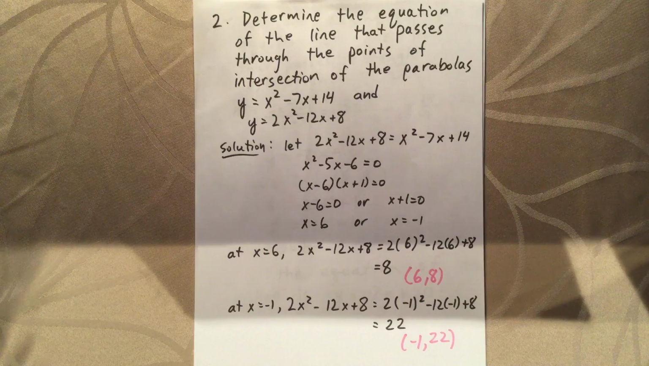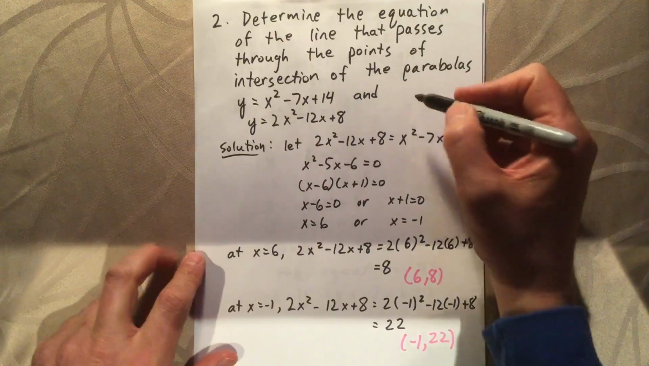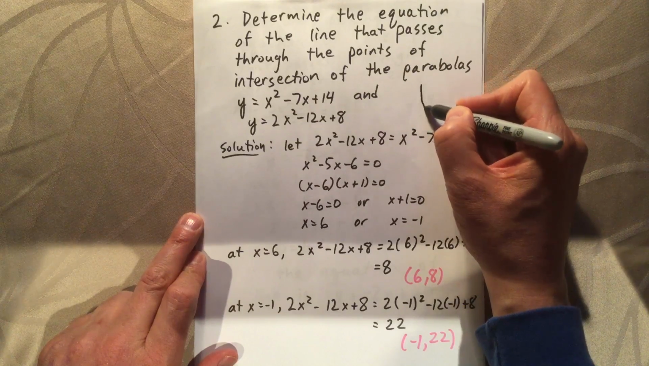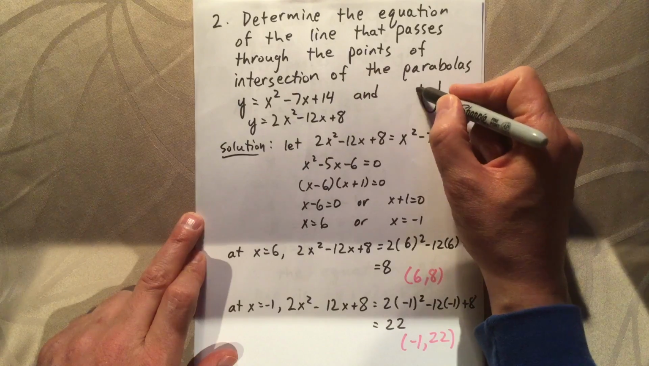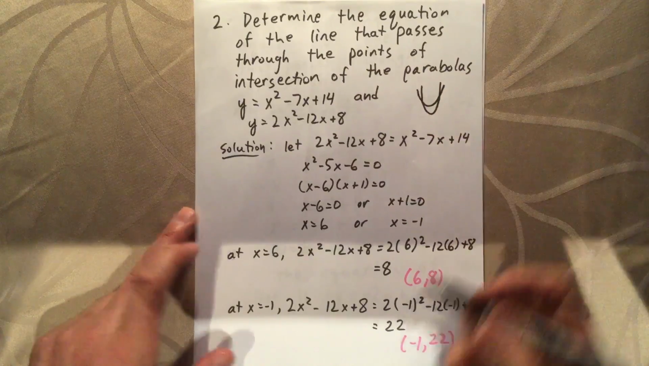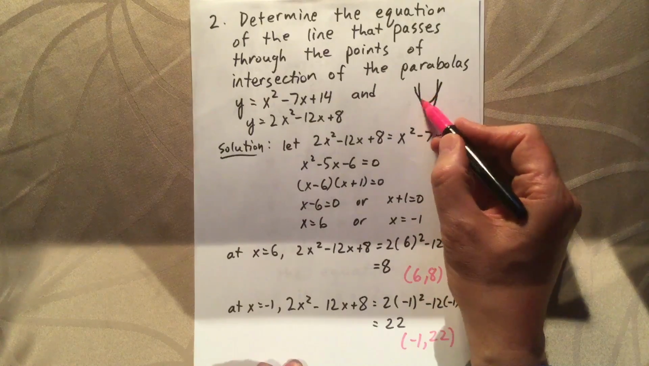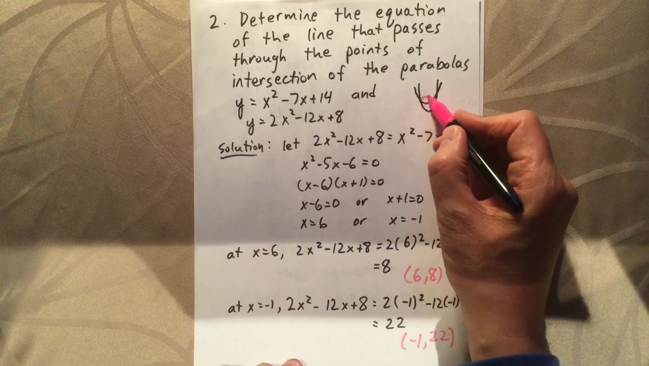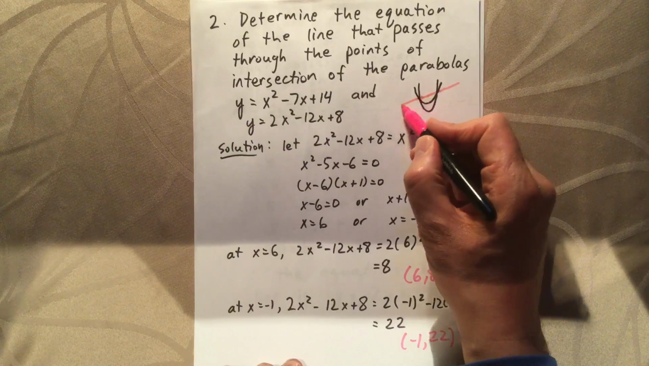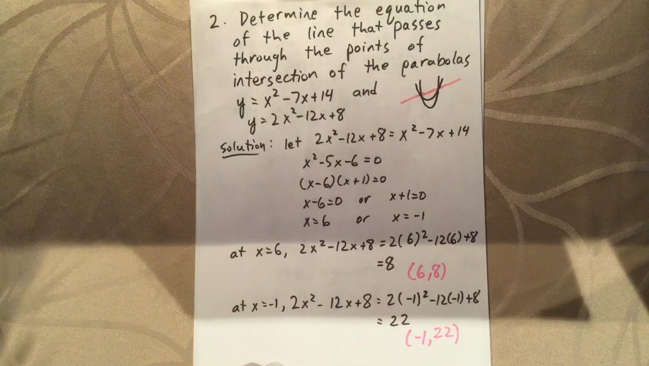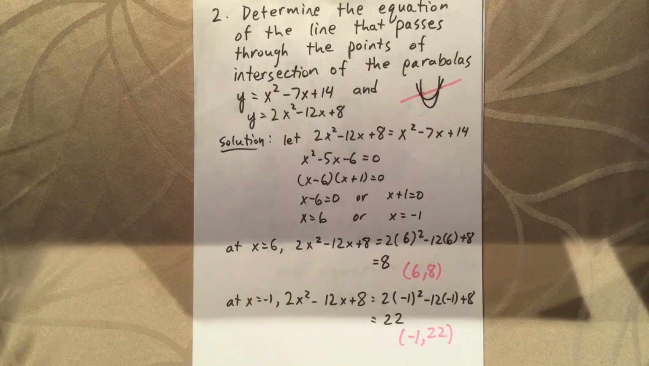In this question, we're going to determine the equation of a line that passes through the points of intersection of the two parabolas shown. So imagine this. Imagine we have these two parabolas. Maybe they look like this. And we can see that those two parabolas intersect at 2 points, right here and right here. And we can see that if we wanted to, we could draw a line in between those 2 points. Well, this question is asking us to give them the equation of that pink line.